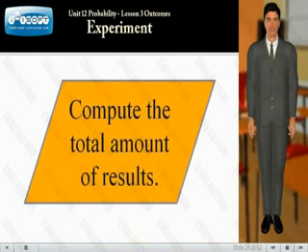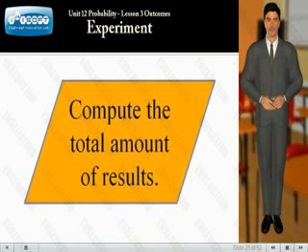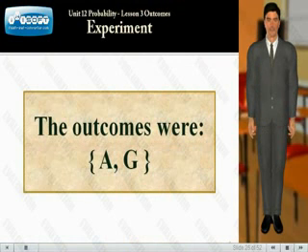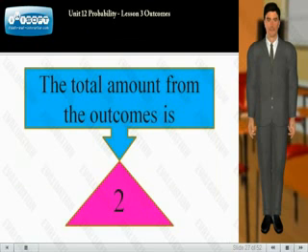The next thing we want to do is to compute the total amount of results. So if I go back to the outcomes, they were A and G. And I only had two choices, or two occurrences, or two things that were likely possible. So the total amount from the outcomes is 2.